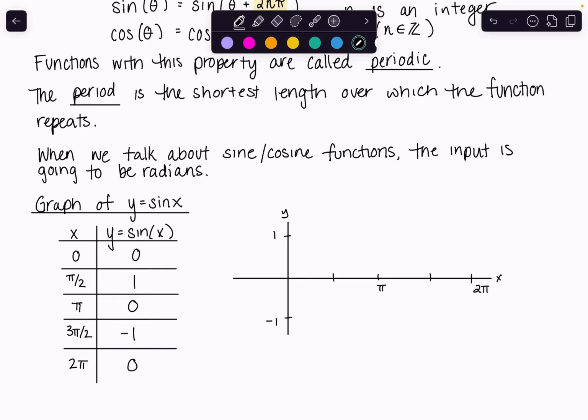We've got 0, we've got pi, 2 pi, and then these are those 90-degree angles, pi over 2 and 3 pi over 2. So starting out, sine of 0 is 0, sine of pi over 2 is 1, sine of pi is 0, 3 pi over 2 is -1, and then at 2 pi gives us 0.